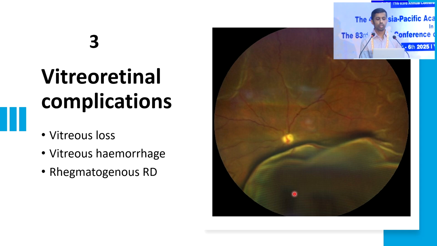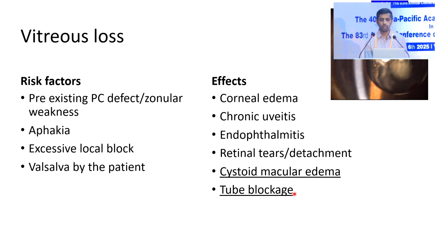So coming on to vitreoretinal complications, first of all, vitreous loss. Risk factors include pre-existing PC defect or zonular weakness, aphakia, excessive local block or Valsalva by the patient. Vitreous in the anterior chamber can cause corneal edema, chronic uveitis, endophthalmitis, retinal tears or detachment, cystoid macular edema, and can also lead to tube blockage.